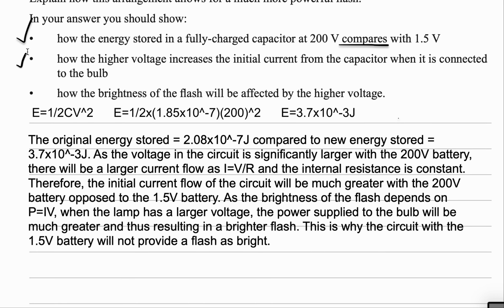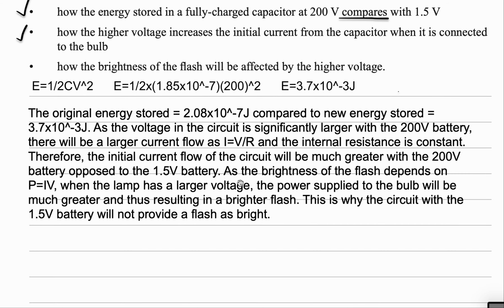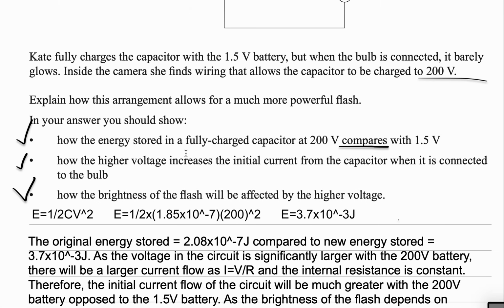Cool. So that answers the second point, and how the brightness of the flash will be affected by the higher voltage. Cool. As the brightness of the flash depends on P equals IV, which is the power formula, when the lamp has a larger voltage, the power supplied to the bulb will be much greater and thus resulting in a brighter flash. Yeah, so that just answers that point there. That's really all you need to say. And this is why the circuit with the 1.5 volt battery will not provide a flash as bright. So just looping back around and just summing it all up really.